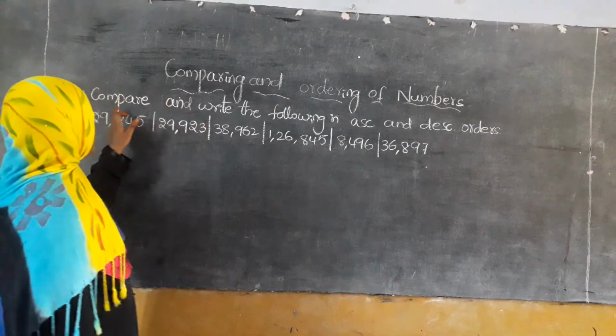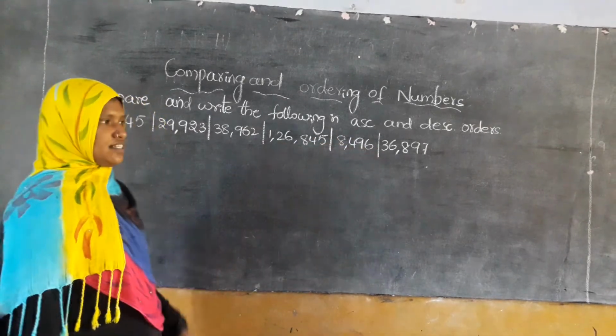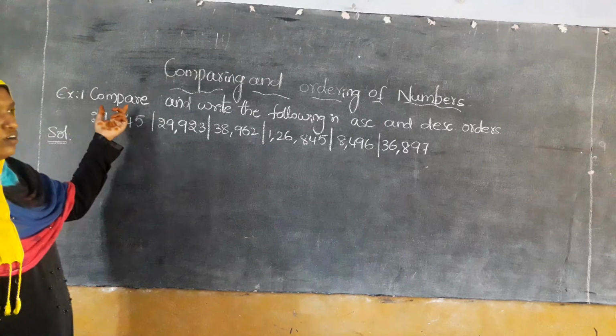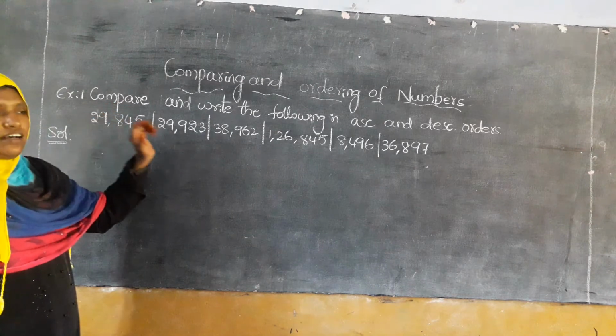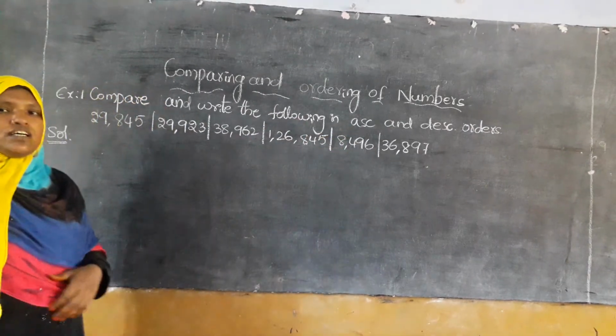See, this is the question. Compare and write the following in ascending and descending orders. So this is the question, and you are asked to compare and write in ascending and descending orders. In both orders you should write.